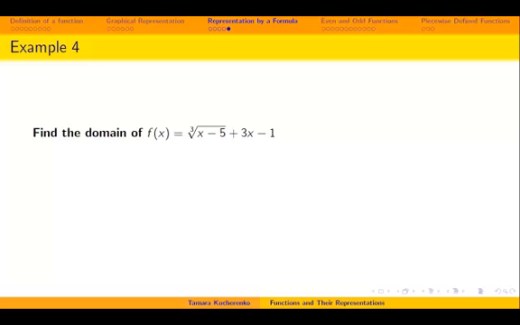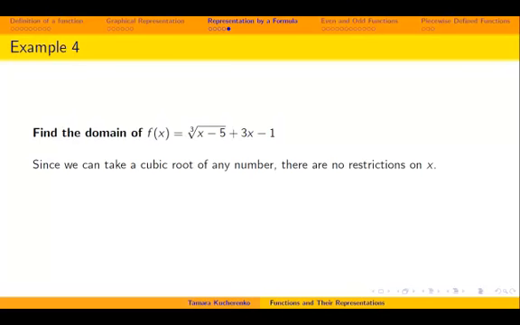The fourth example is to find the domain of f of x equals cube root of x minus 5 plus 3x minus 1. Since we can take a cube root of any number, there are no restrictions on x, so the domain of f is all real numbers. We write it again in interval notation. This is an interval from negative infinity to infinity.